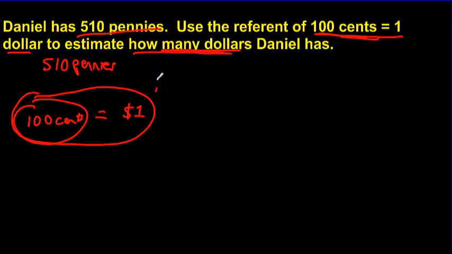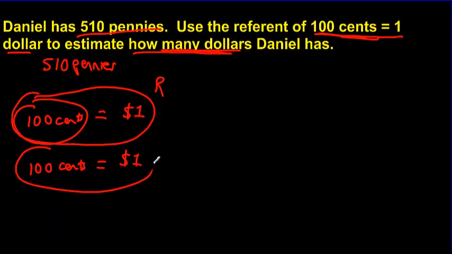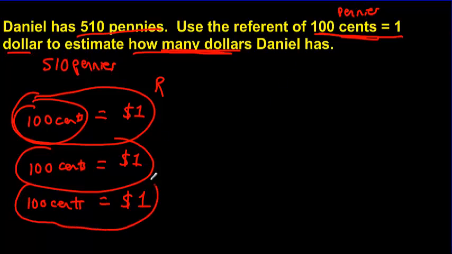So I'm going to use this to make more references that match. So 100 cents equals $1. I did it again. I'm going to do it again. 100 cents equals $1. Now, how many cents, how many pennies? By the way, I should have said here, a cent is the same as pennies. When you say cents, 100 cents, that's the same as saying 100 pennies. All right, they're synonymous terms.